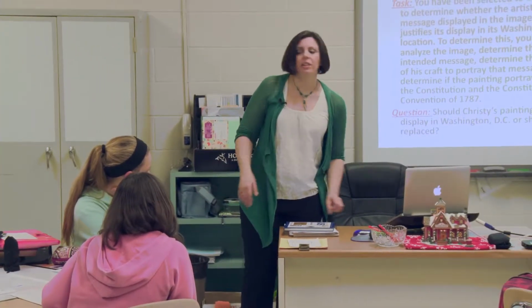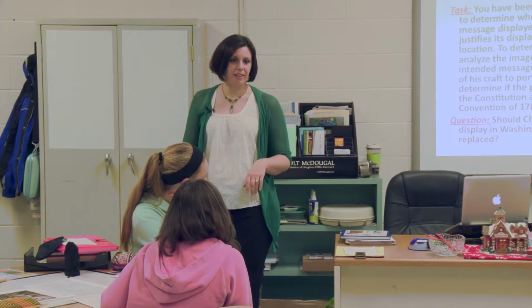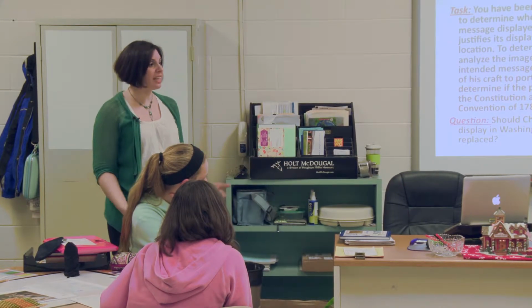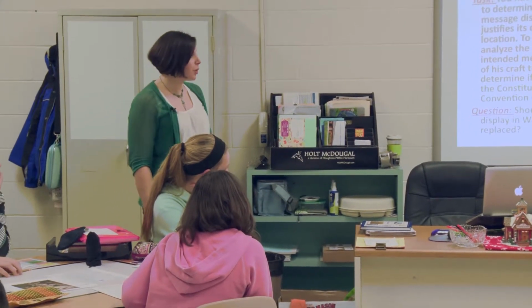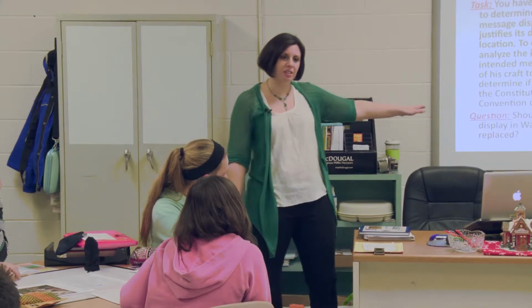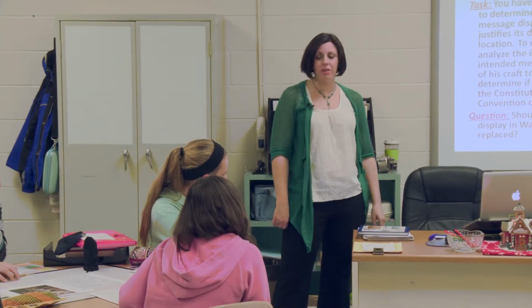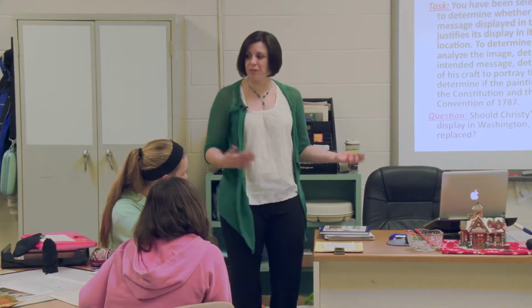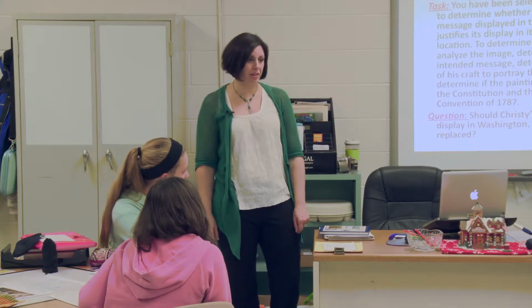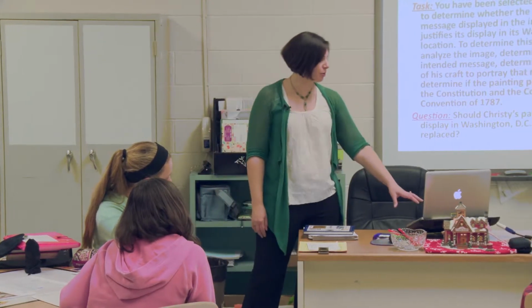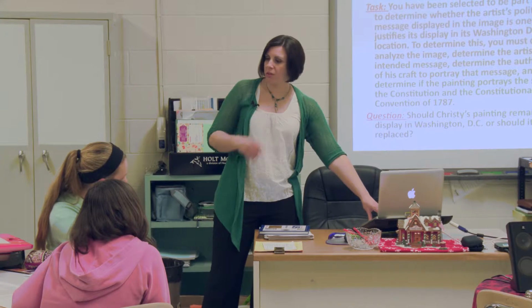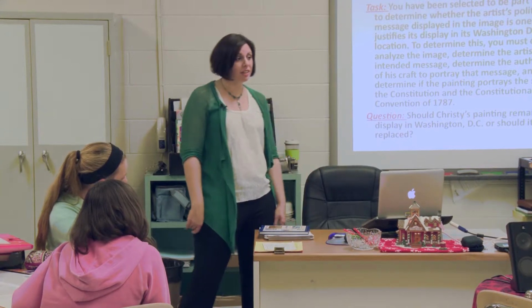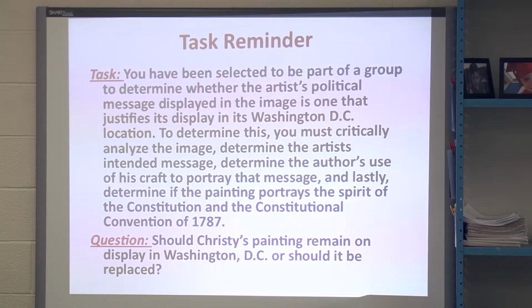The next thing I just wanted to do quickly is remind you of the task. Remember, you've all been selected as part of a group to determine whether or not this painting should be in Washington, D.C., whether it tells us the story of the Constitution and the signing of the Constitution at the convention, or if it should be replaced by something that is perhaps more accurate. So we have to consider the author's perspective when we're doing that. And also, the question that you're going to be looking at the end of this lesson and over the next couple of days as we do our assessment pieces is, should Christie's painting remain on display in Washington or should it be replaced?